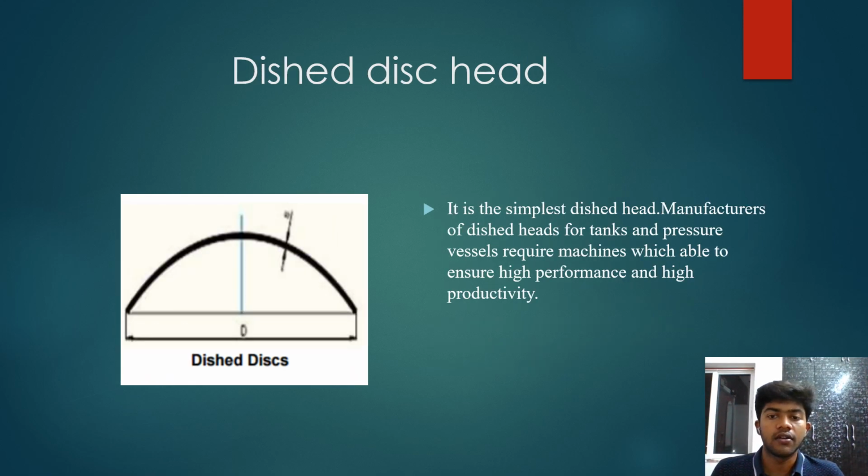Flat disc head. It is the simplest dished head. The manufacturers of dished heads for pressure vessels and tanks require machines which are able to ensure high performance and high productivity. Usually these types of disc heads are not used in most cases, but yet in certain situations, because of their low pressure withstanding capacity at the edge points of the dished head.